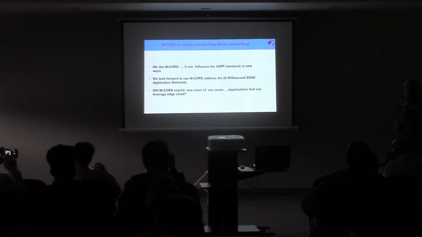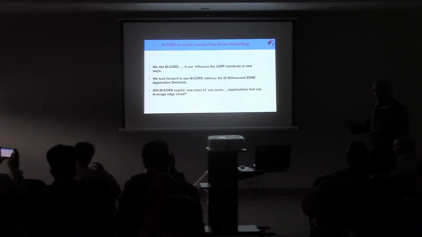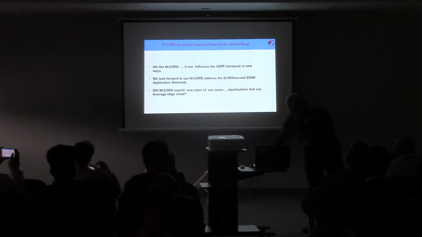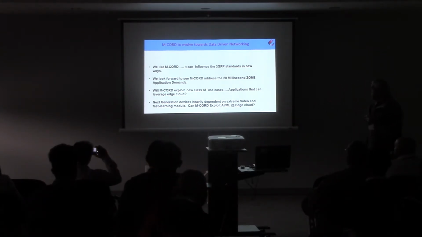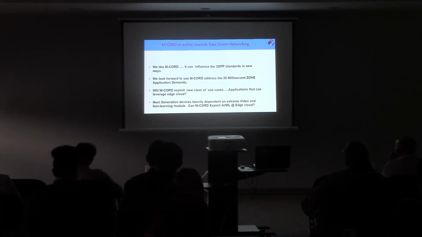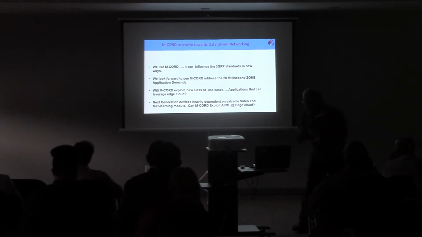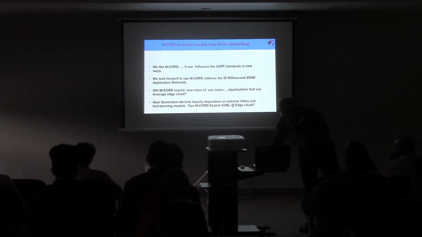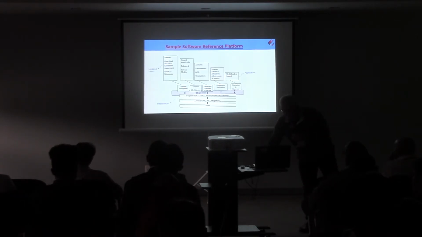We talked a little bit about how these emerging applications can assume that there is acceleration at the edge of the network. And then the next generation devices can heavily depend on video, extreme video, and fast learning modules. Can we apply machine learning at the edge or at the cloud such that emerging applications can take advantage of that? I would call it more towards data-driven networking as we go forward.